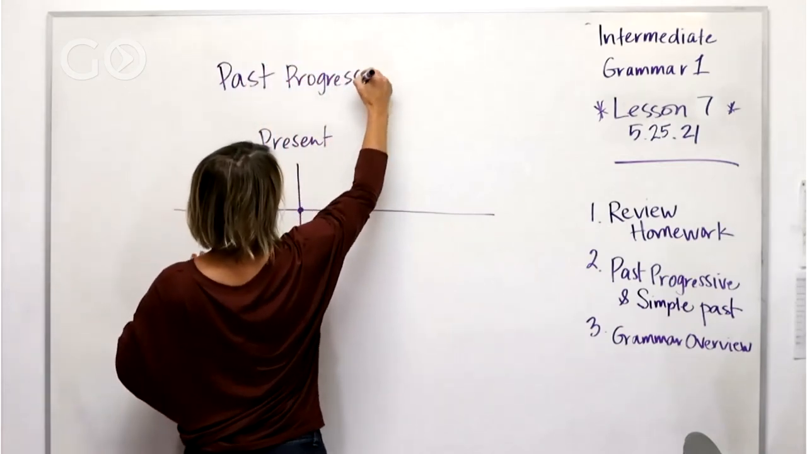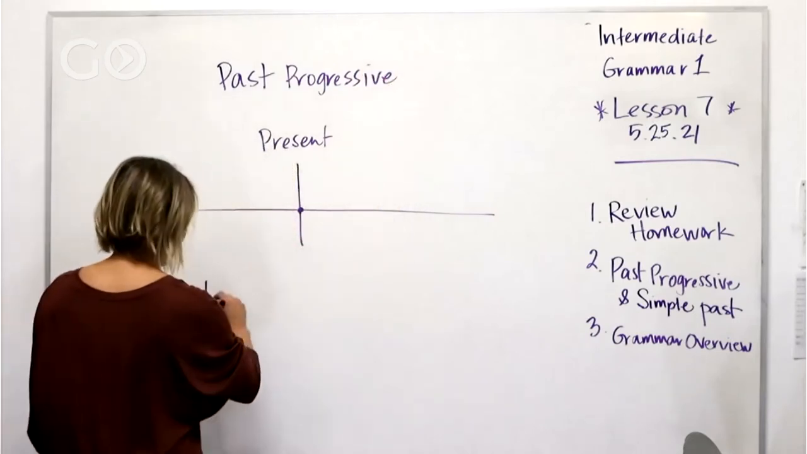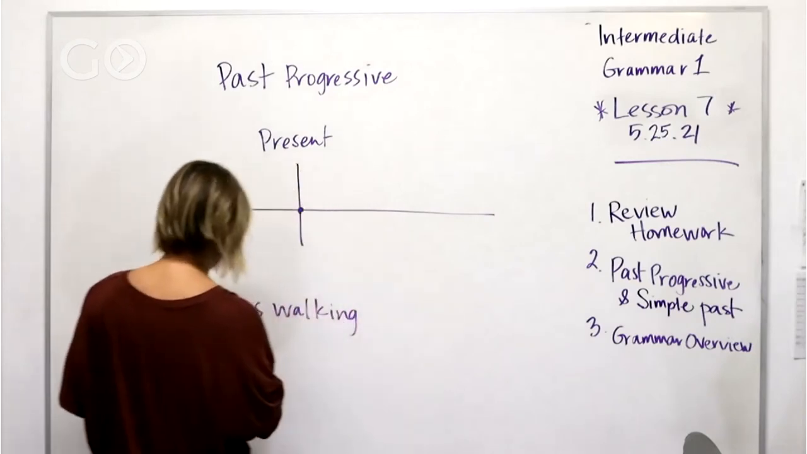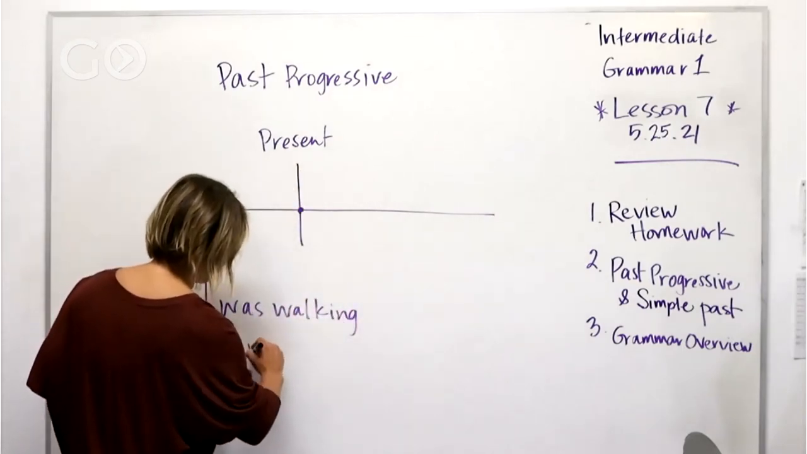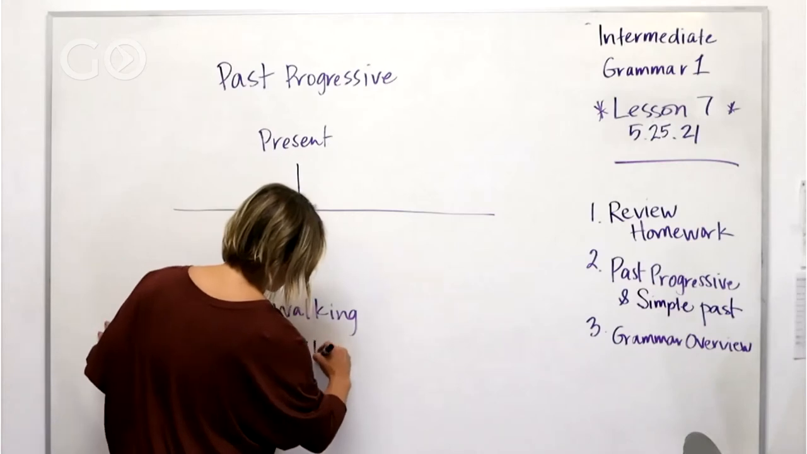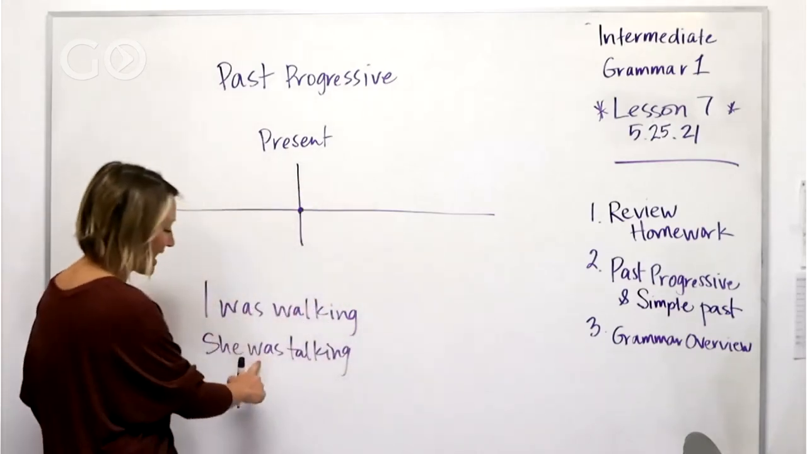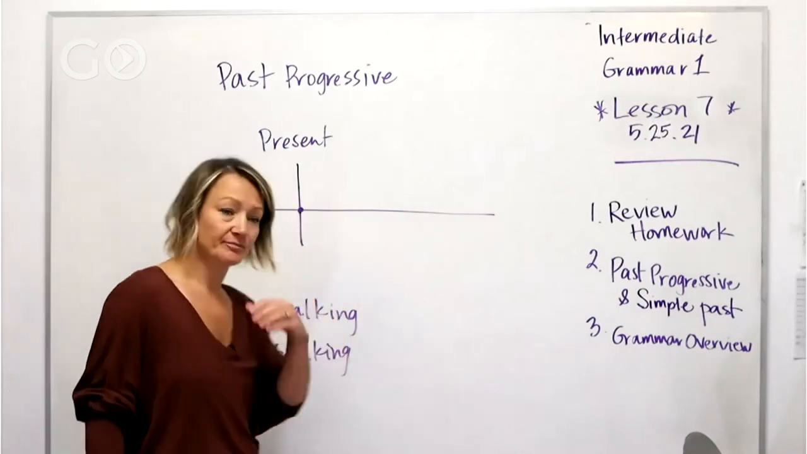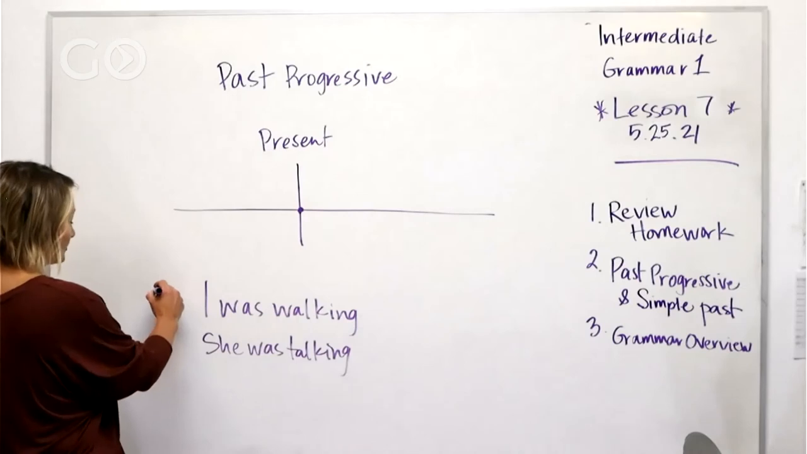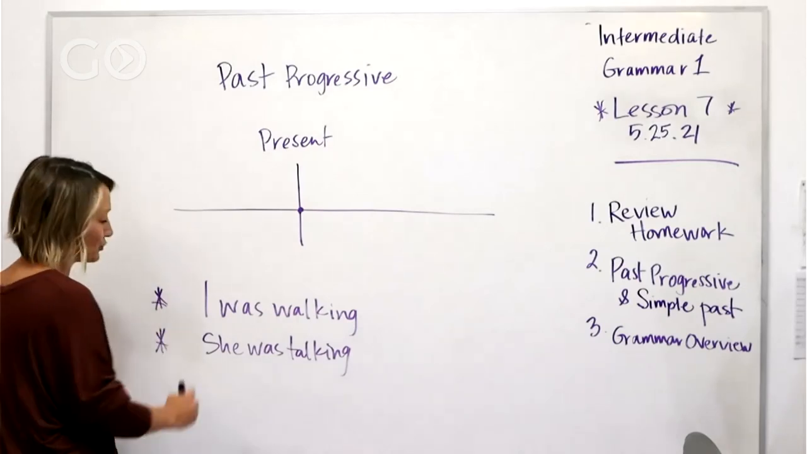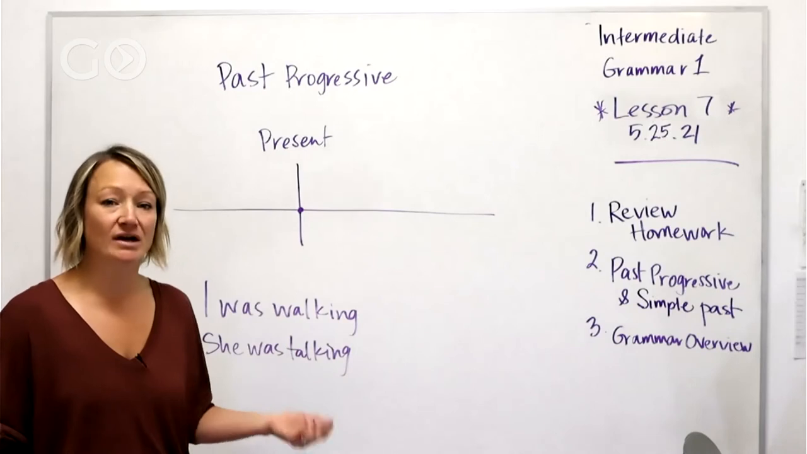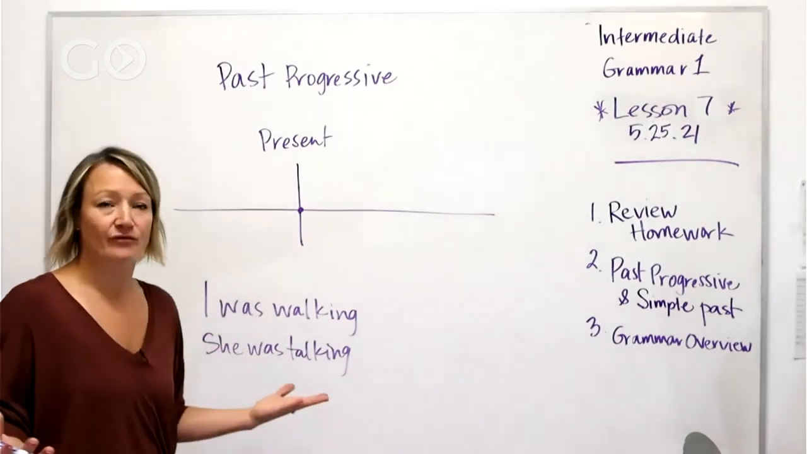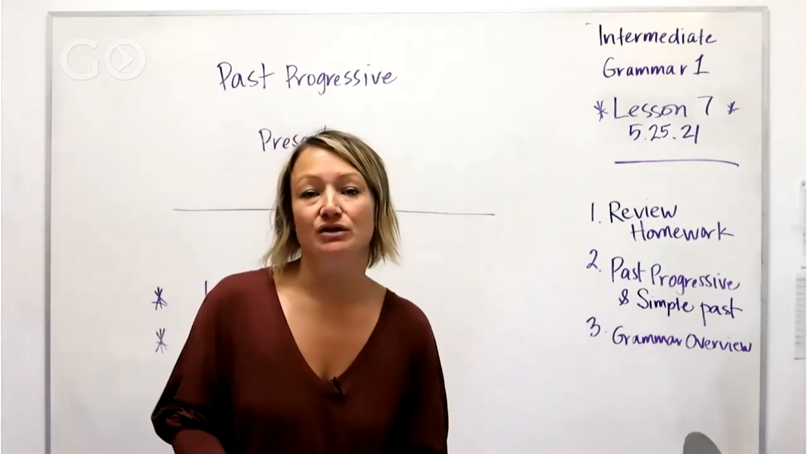The past, so we're looking at past progressive tense, okay? So this is I was walking, okay? I was walking. She was talking, okay? So you've got that past tense of to be plus the ing, okay? These are just some short examples of that tense. I was walking, she was talking. So the first question is always, when do we use this tense?